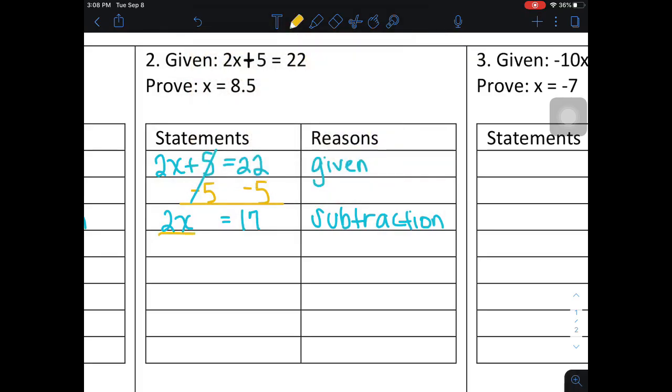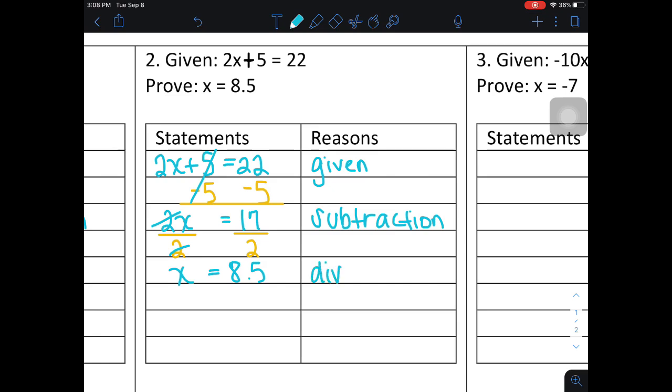All right, our next step, we see we have 2 times x, so we have to do the opposite of times and divide. So I'm going to divide both sides by 2, and 2 divided by 2, of course, cancels out. 17 divided by 2 is 8.5. How do we get to this point?